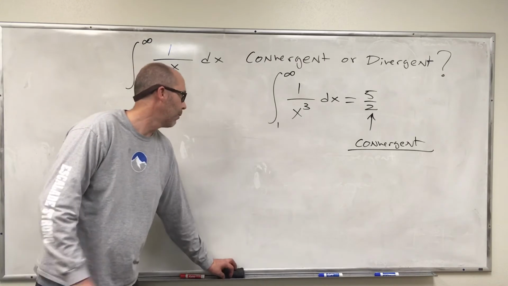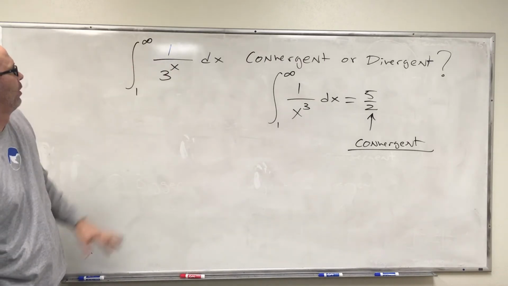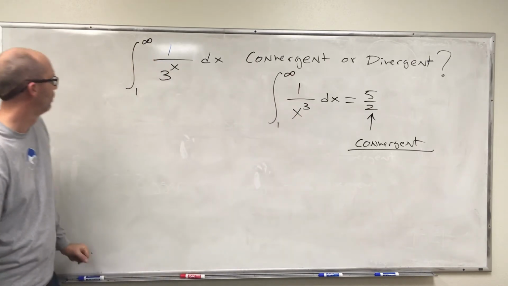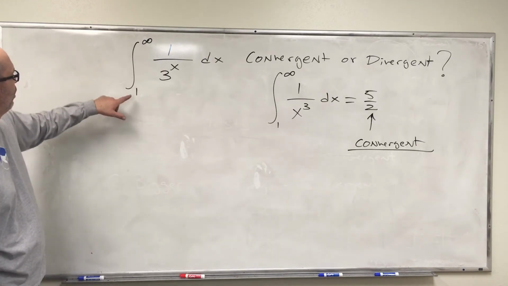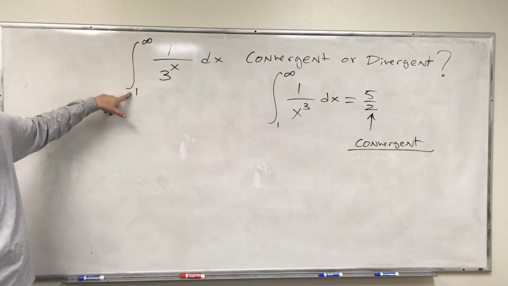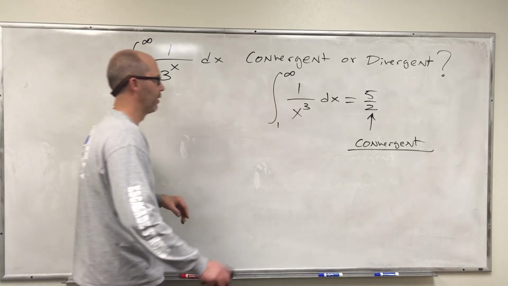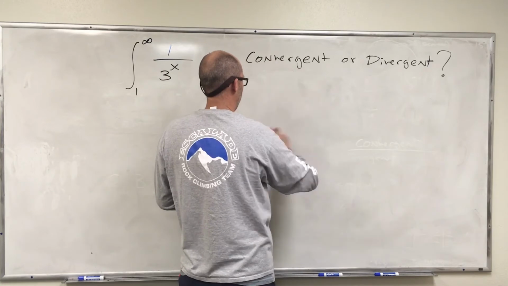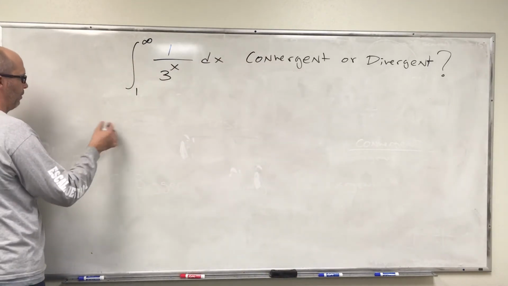All right, so now the question is: is 1 over 3 to the x always less than 1 over x cubed for x values greater than or equal to 1? And it is. It is. All right, but let's see how we can figure this out.